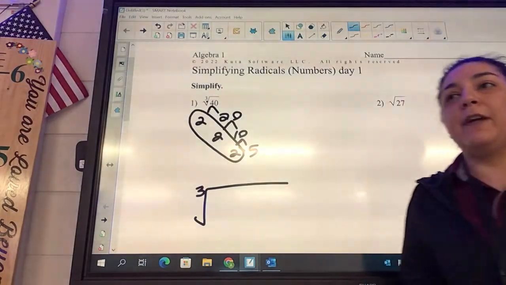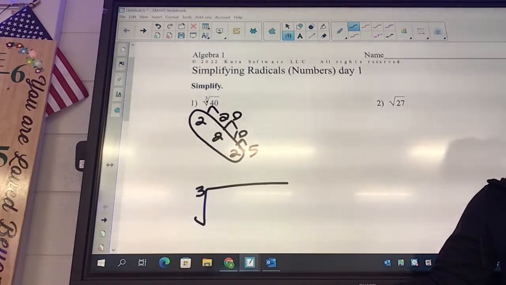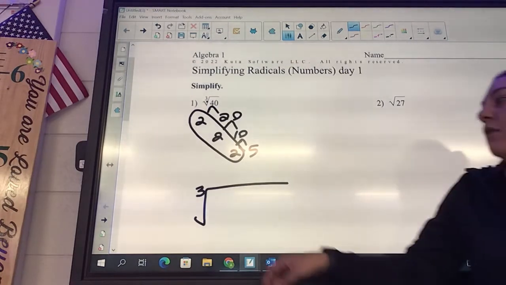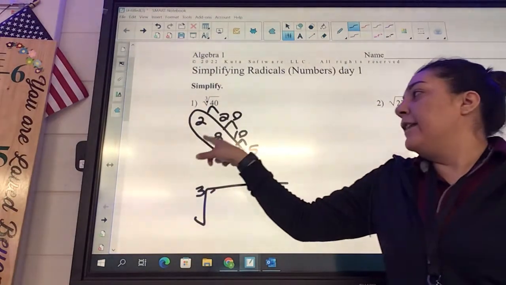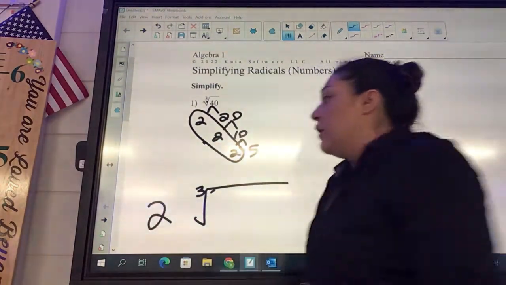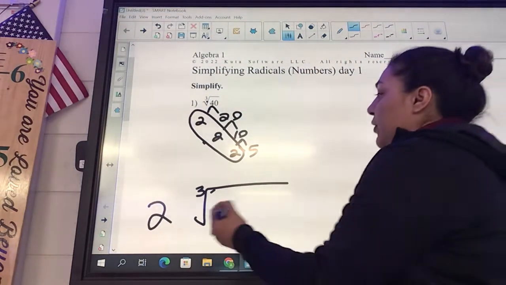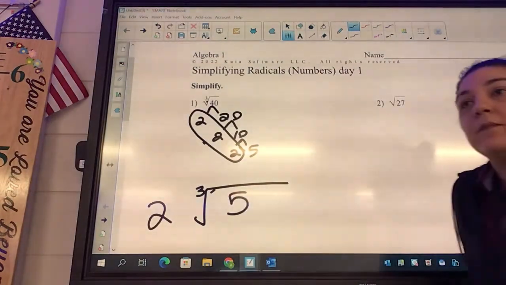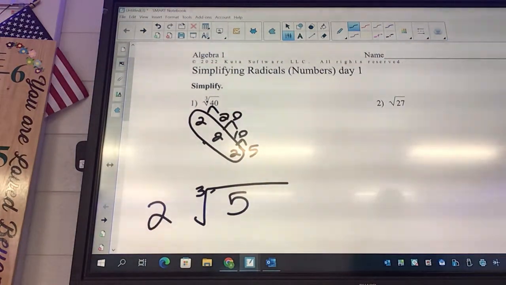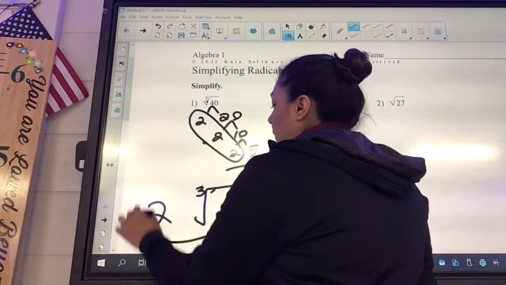Now, I want you to just think about this. When people have lots of friends, do they go out more often, or do they stay at home more often? They go out more often. What about somebody who has no friends? They don't really go out, they stay at home. So you can kind of think of this as like a house. All these 2's are friends, so they're going to go on the outside of the house. Who has no friends? The 5. The 5 has no friends, so he's going to stay inside the house. And so we've simplified this radical. It doesn't look like this anymore. It looks like this, and it's done.